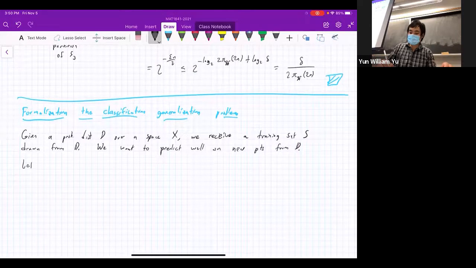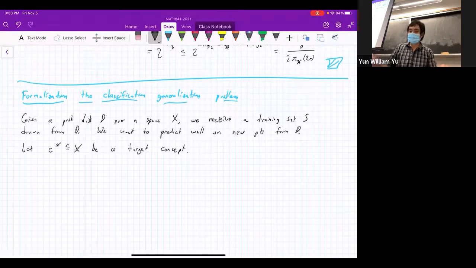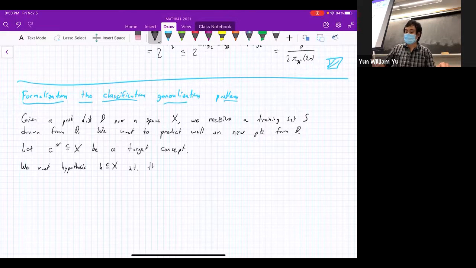Okay, and let C star, contained in X, be a target concept, for example spam emails or things like that. Then we want some other concept, which we're going to call a hypothesis H, also a set in X, such that the symmetric difference of H and C star is minimized.